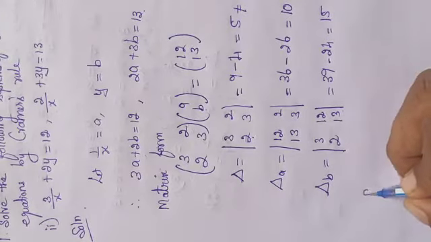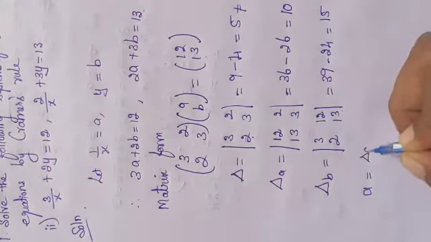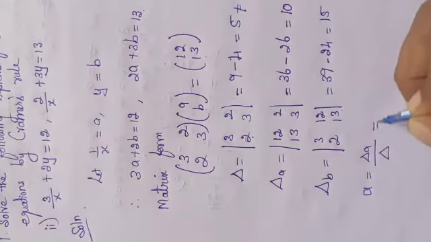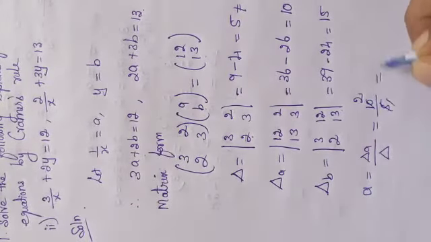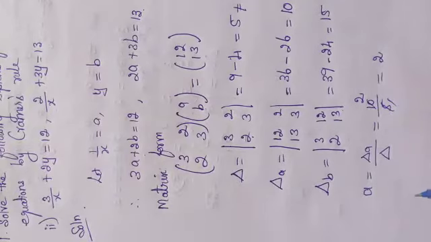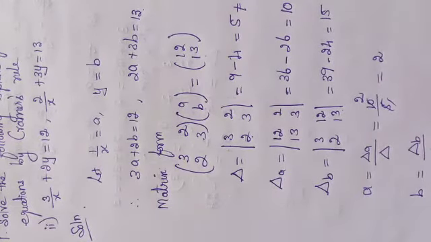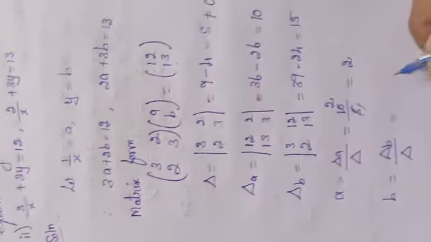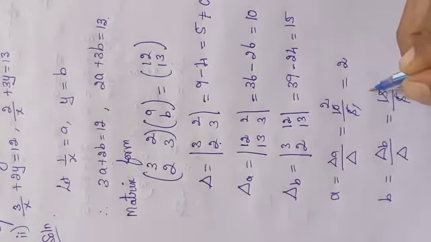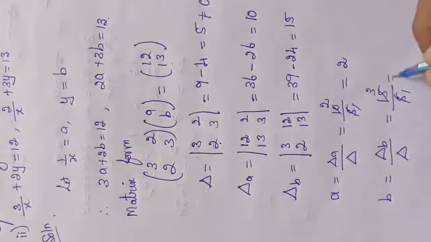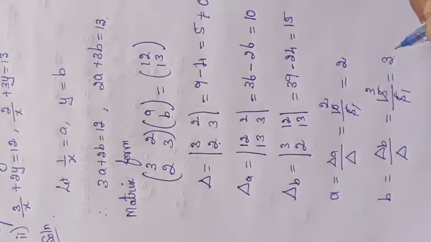Now we can find it out. a is equal to delta a by delta, that is 10 by 5. 1 5 is 5, 2 5s are 10. Therefore the answer is 2. Then b is equal to delta b by delta, which is equal to 15 by 5. 1 5 is 5, 3 5s are 15. Therefore the answer is 3.